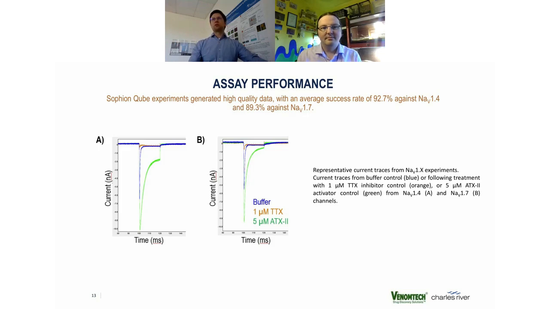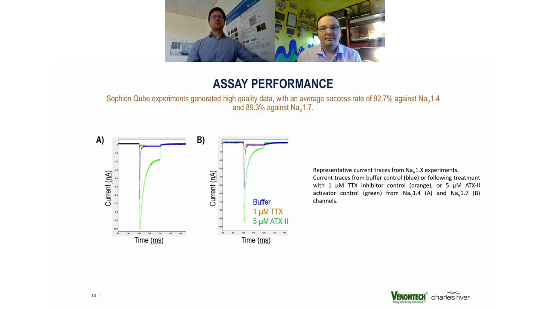So you can see in both cases, in blue, our vehicle control, so that was just EC000 with Plavonic. In orange, we have our TTX controls that inhibit the currents in both cases. And in blue, we have our ATX2 controls for activation. And just showing here where ATX2 very obviously delays the inactivation of the sodium channels.